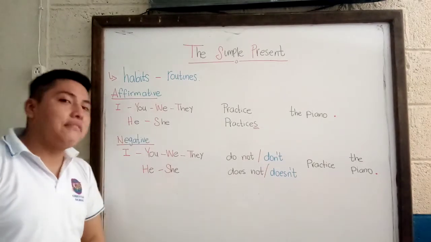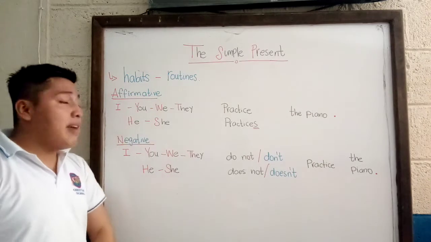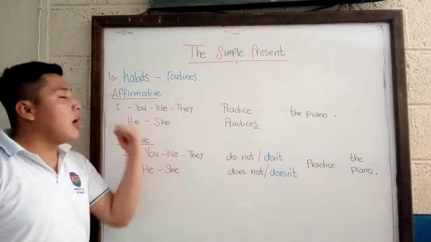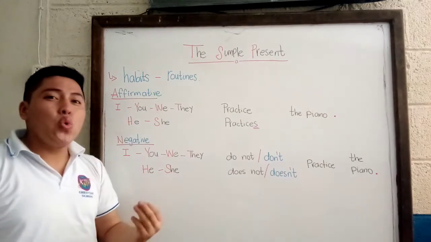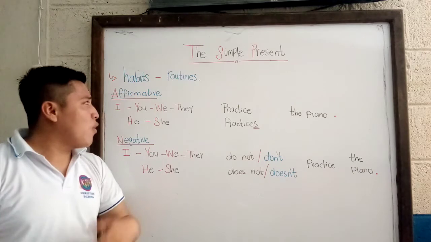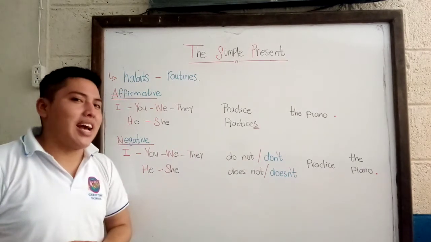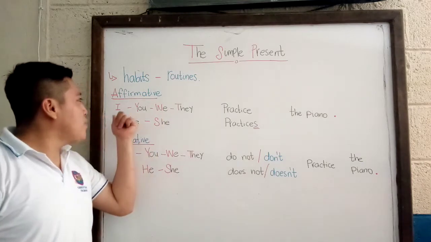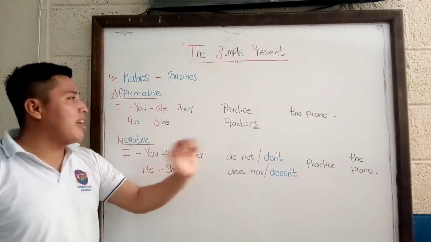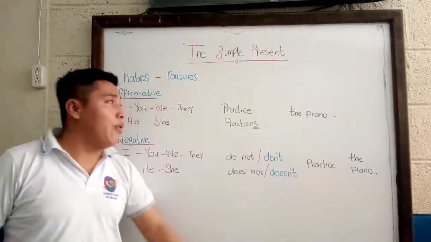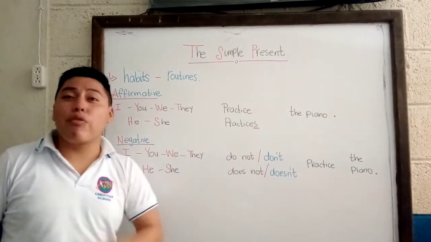Let's start with the affirmative. Okay, in the affirmative, we need as a first part our subject. Okay, who is doing the activity, or who are doing the activity. We are talking in plural, okay? So in this case, we have I, you, we, they, and then we have the verb practice, and as the object we have the piano. I practice the piano. Repeat after me.